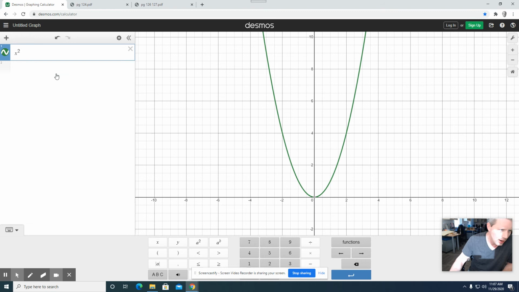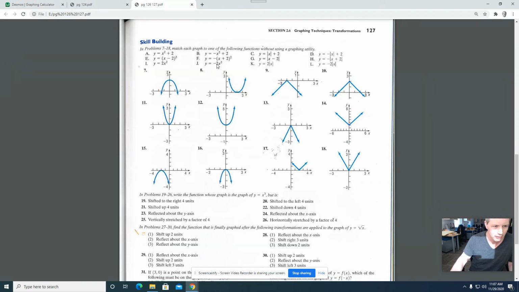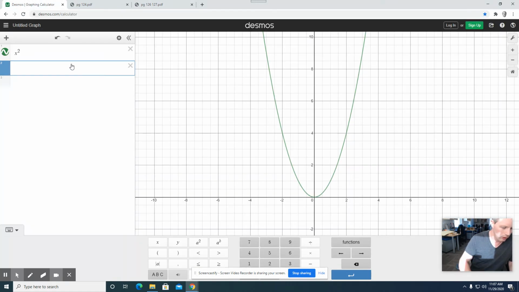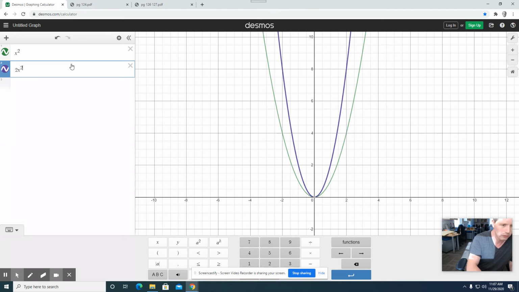That's my original function. If I want to stretch this function vertically, make it, as it were, narrower, make the distance from here to here smaller, make it narrower, I will multiply my function by a constant greater than 1. So given the options here, it looks like the number they're using is 2. And so if I take 2x squared here, now my function has been stretched vertically. The distance has gotten smaller.